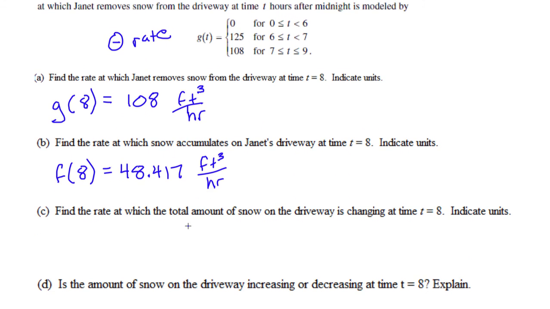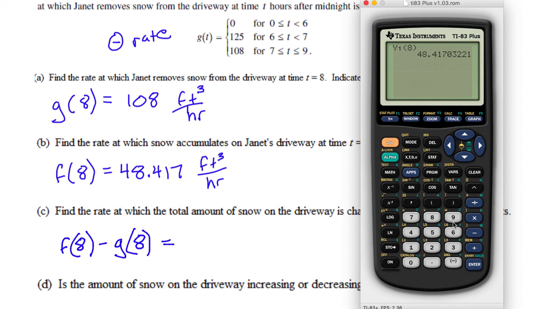Now find the rate at which the total amount of snow on the driveway is changing at t is equal to 8. Well, that's going to be subtracting the two. And there is a way to do that on a calculator, but it's pretty easy. I just have to subtract one from the other. So the positive amount of snow, f of 8, and then I subtract the 108, minus g of 8. That's what I'm looking for, the total amount of snow. And I have that number in my calculator still, so I can say just minus 108.